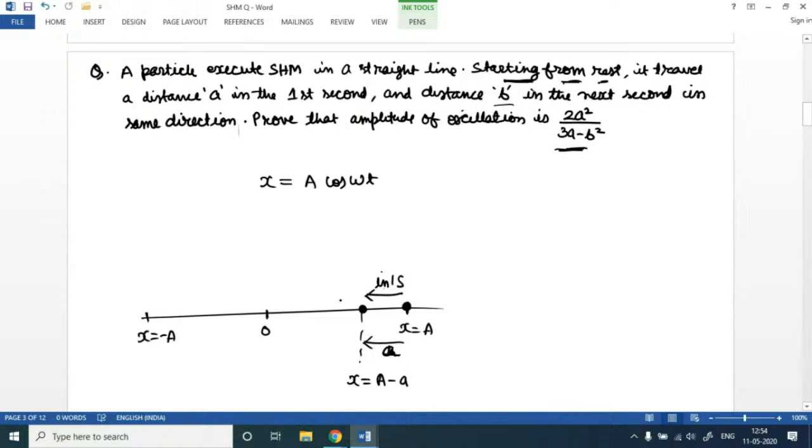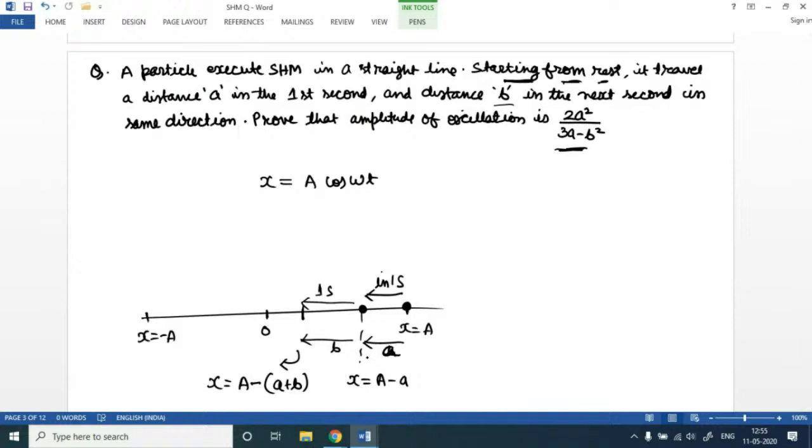And in the next 1 second, it has traveled a distance b. So this position over here is nothing but x is equal to A minus the total distance, that is A minus (a plus b), that you should realize. So that has been given to us. Obviously, in the first second it will travel a lesser distance, and in the next second it would be moving faster and will travel a greater distance. So a and b definitely are not equal. So we have to find out now the amplitude.